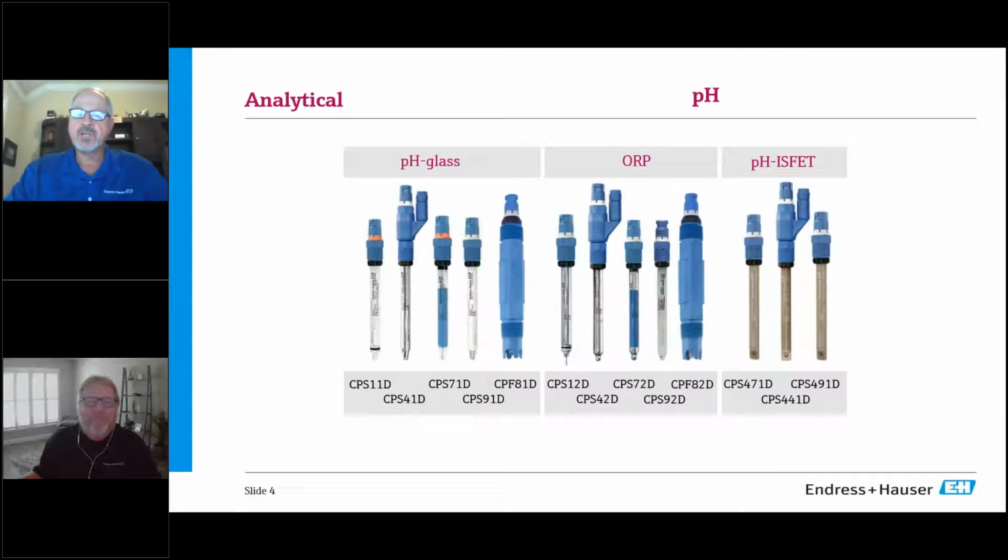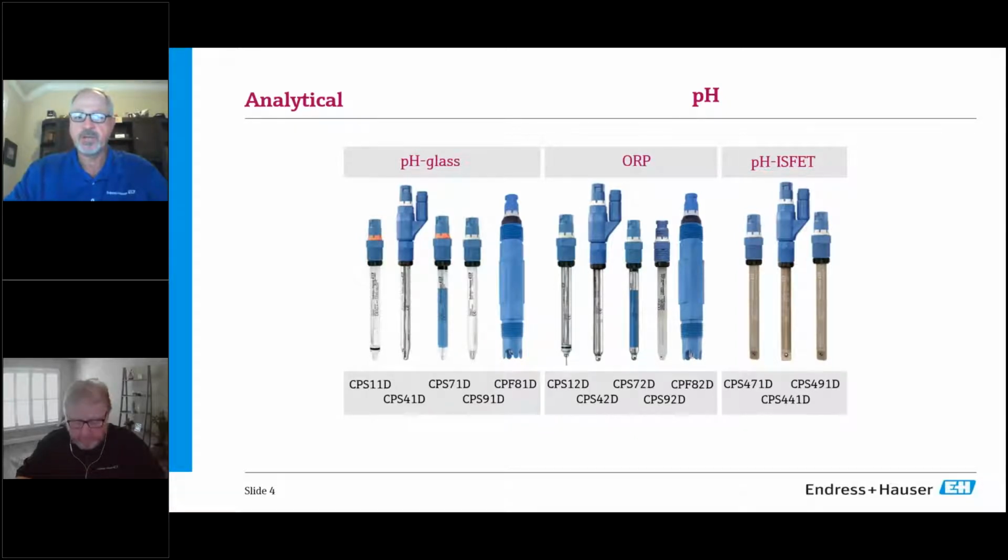All right, so initially we're going to talk about pH electrodes and the Anderson-Hauser suite of electrode configurations. So we have a typical pH glass electrode, we have an ORP electrode, and then we have the pH ISFET electrode, which are 3 different types of electrochemical sensors that we manufacture.